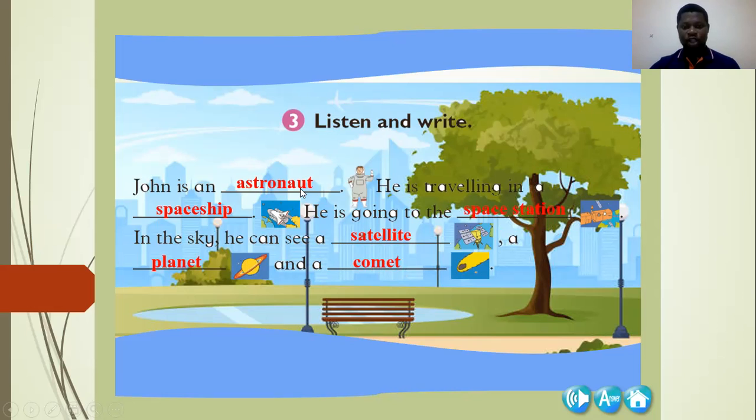John is an astronaut. He is traveling in a spaceship. He is going to the space station. In the sky, he can see a satellite, a planet, and a comet. So this is our answer for this exercise. Make sure you check if you have it correct.